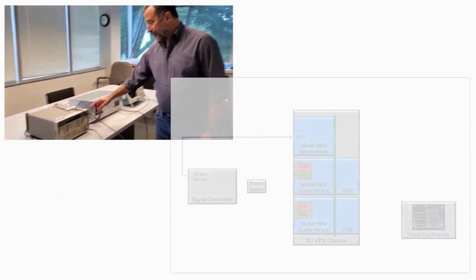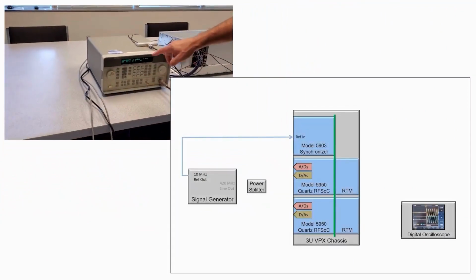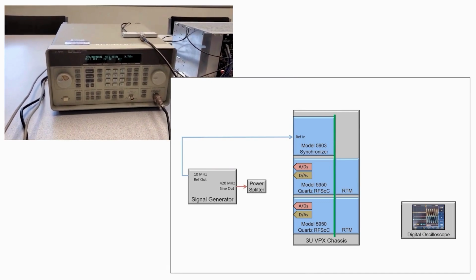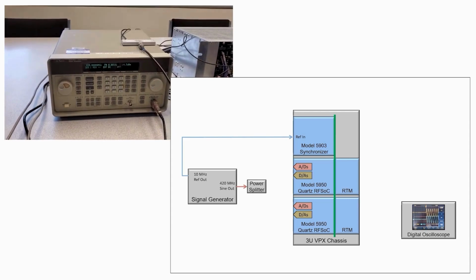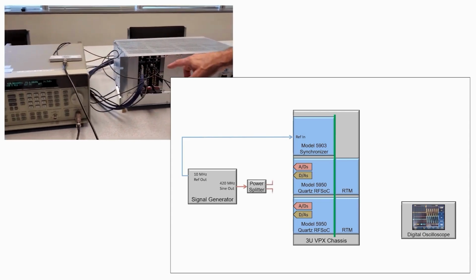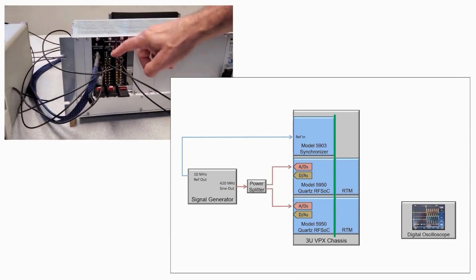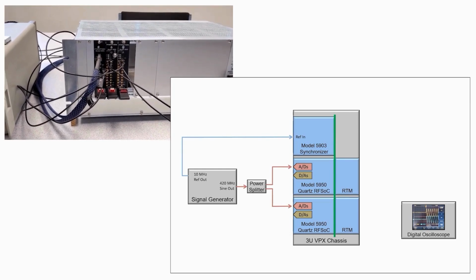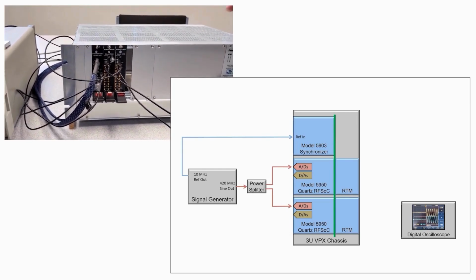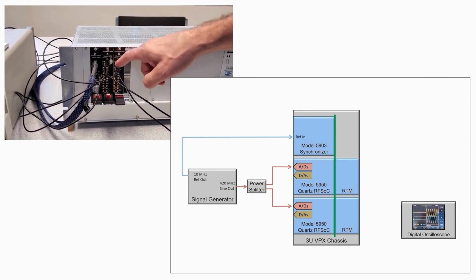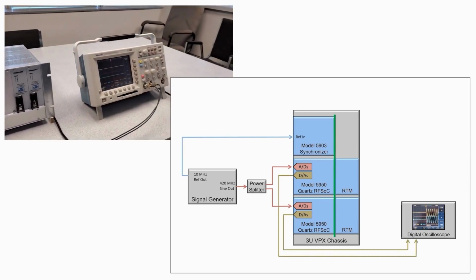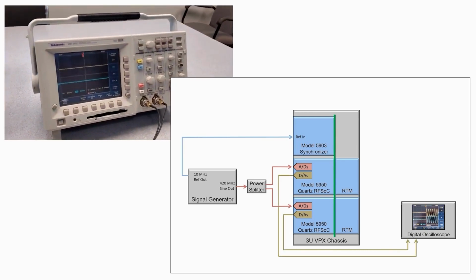I've got a signal generator generating a 420 megahertz continuous sine wave output through a power splitter, and the output of the power splitter is driving channel 1 of each of the 5950s. That'll be used for the ADC synchronization demonstration. And then, of course, channel 1 of the outputs of each 5950 goes to this oscilloscope, and that'll be used to demonstrate the DAC synchronization.